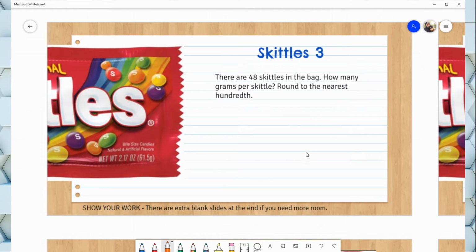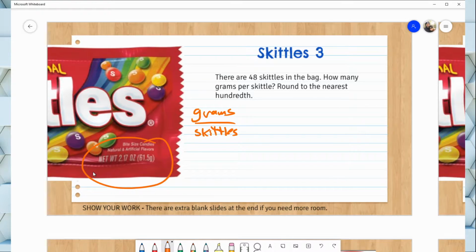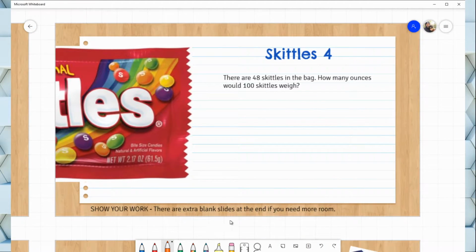Okay, Skittles slide 3. It says there are 48 Skittles in the bag. How many grams per Skittle? Again, please, please, please start with the labels. You're going to want to start with grams to Skittles. And please, look on the label. You have two measurements there, one in ounces, one in grams. Look carefully.